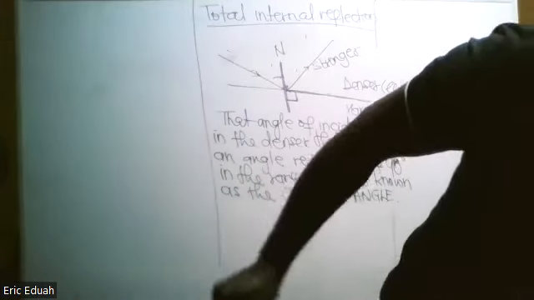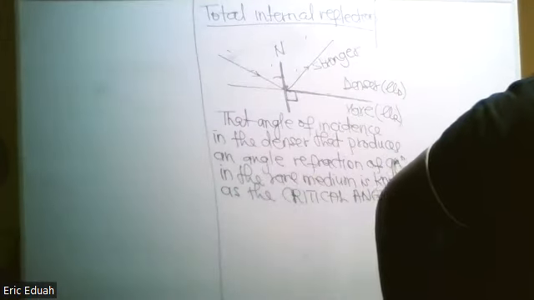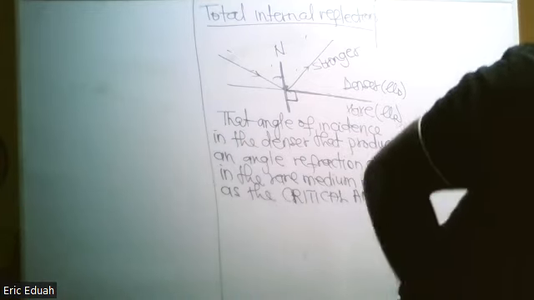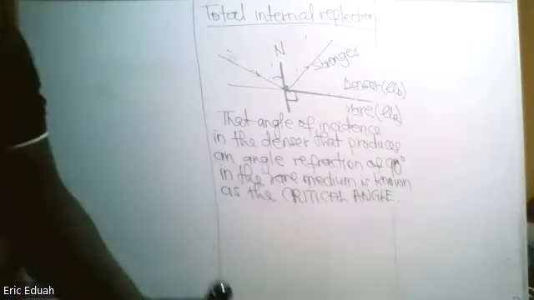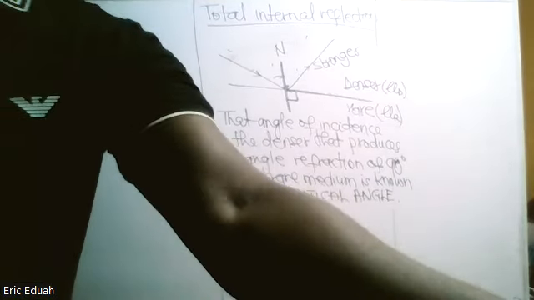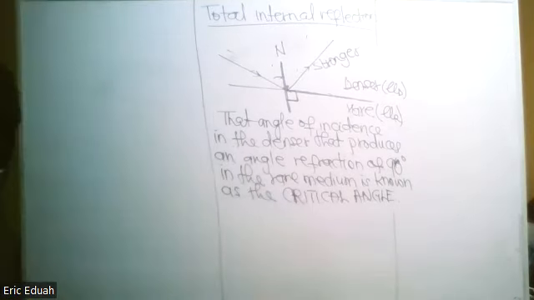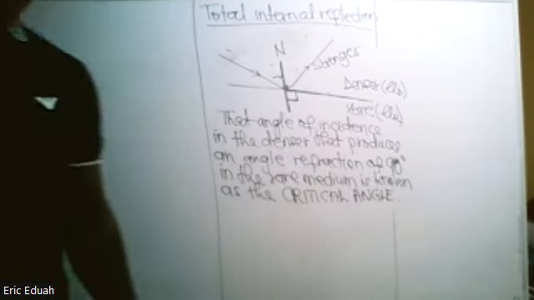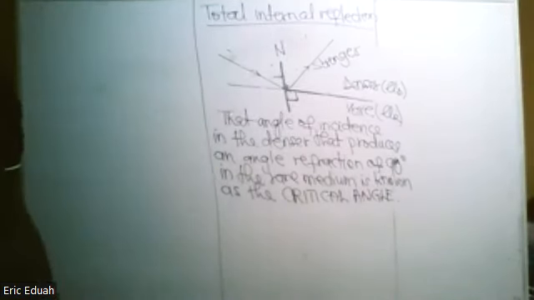Total internal reflection. So, Deborah, ask your question. Mr. Dua, please, are you saying that when the refracted ray is exactly at the boundary and the 90 degrees angle is formed, the reflected ray becomes stronger?